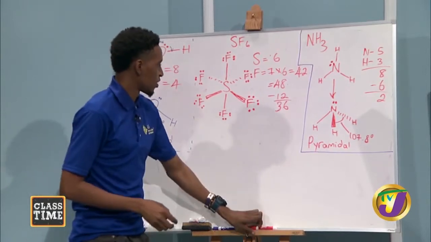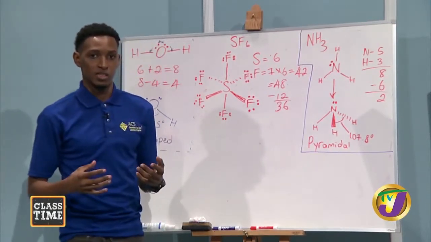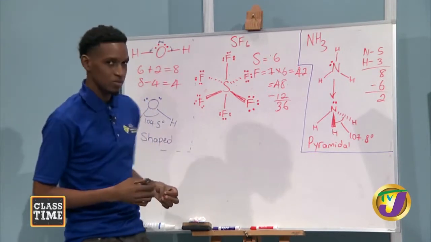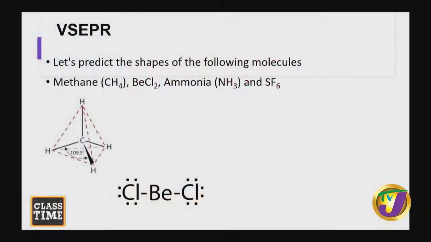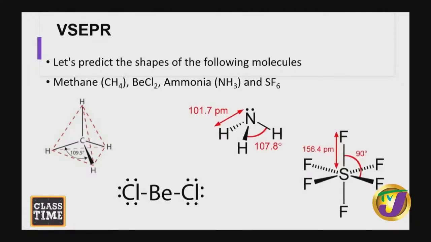Therefore, the shape remains the same. So, the shape of SF6 is octahedral. The bond angle is 90 degrees. And just to note, you guys should remember the shapes and the bond angles of these molecules.